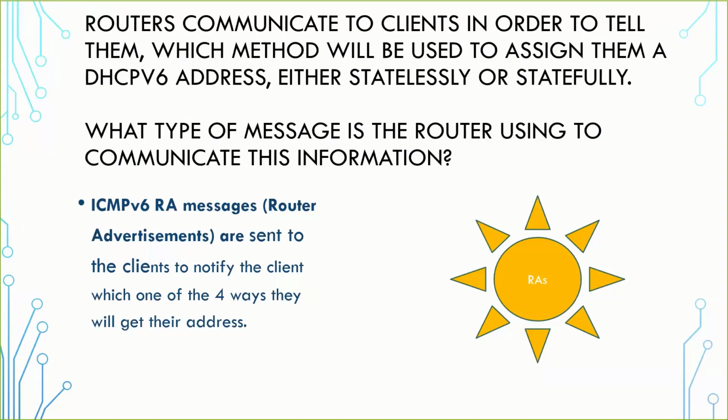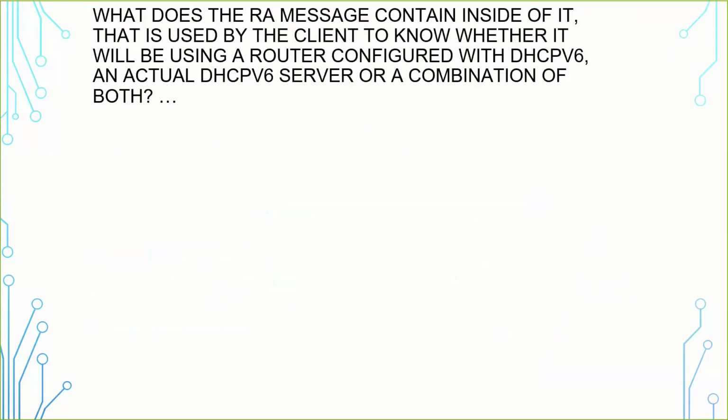It's talking to the client and telling it which of the four, really which of the three ways, because if it was statically assigned, we would go in there and statically assign it. So, communicating with the client: what does the RA message contain inside of it that is used by the client to know whether it will be using a router configured DHCP, or an actual server, or a combination? What's inside of the RA message?